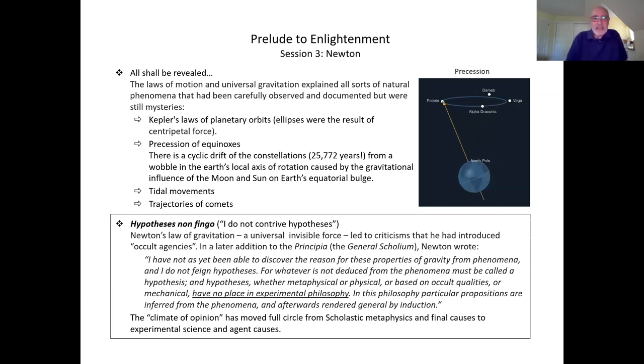So the climate of opinion about science in the 17th century has moved very far away from scholastic metaphysics, which tried to examine final causes, to experimental science and agent causes. So we've gone from metaphysics and final causes to experimental science and agent causes. As an aside, by the way, these people are still very much religious people. It's just that what they're doing with their active analysis of the world as scientists just doesn't mix with that in their minds.